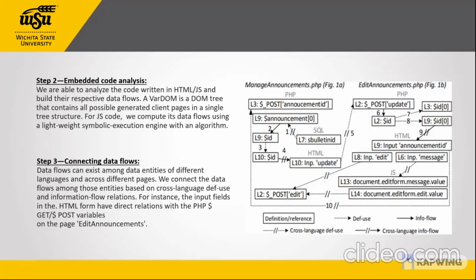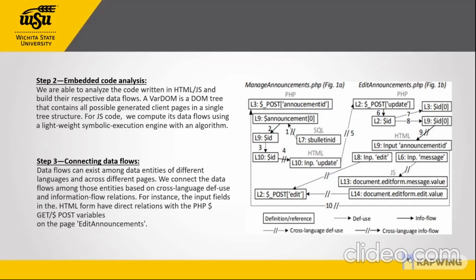In this way, the var DOM represents all possible paths to and from a page in a web browser. For example, the HTML input field update has a type attribute under which its value attribute has a symbolic value $ID with a range from 0 to 100. We are able to analyze the code written in HTML or JavaScript and build their respective data flows. Since HTML is a declarative language, we collect the definitions of HTML entities. For JavaScript code, we compute its data flows using a lightweight symbolic execution engine with an algorithm.